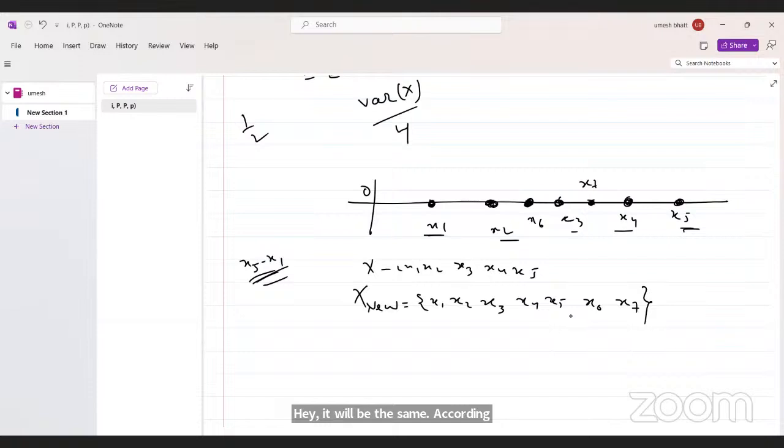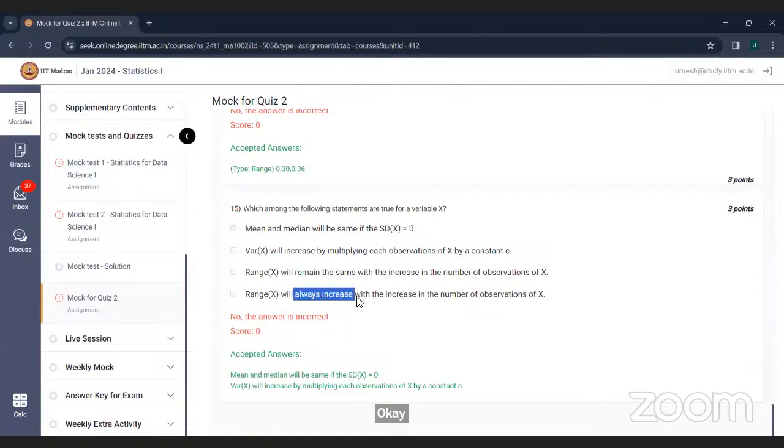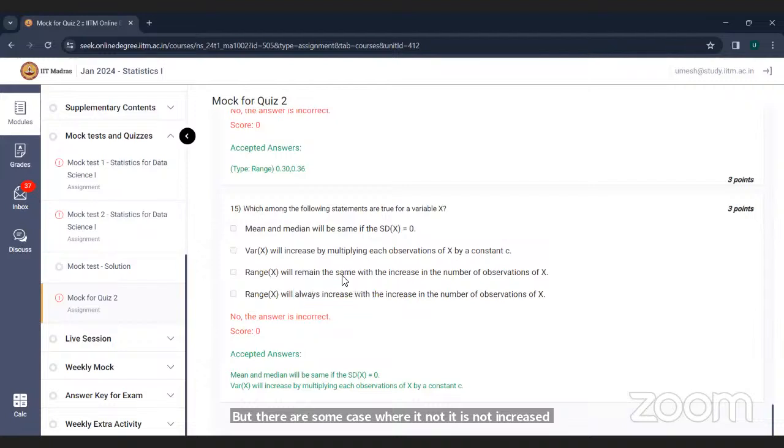So what about option 4? It tells about always increasing, but there are some cases where it is not increased. Same argument for the above one. Okay, sir.